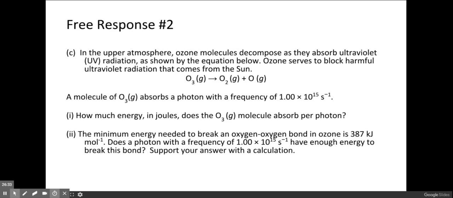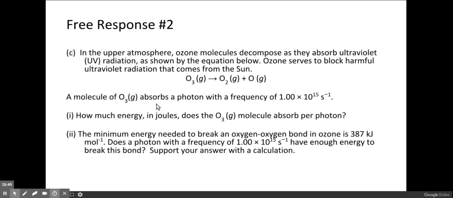Ozone serves to block harmful UV radiation that comes from the sun. So way up there in the upper atmosphere, ozone is our friend. Down here, at the surface of the earth, not so much. That's smog and air pollution. But we like it out there blanketing the earth.